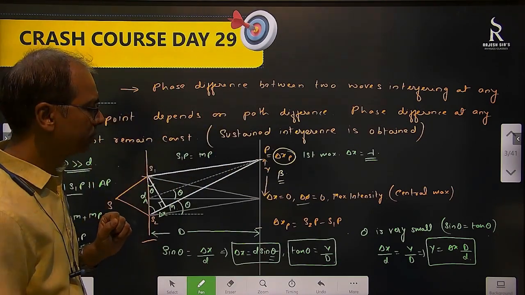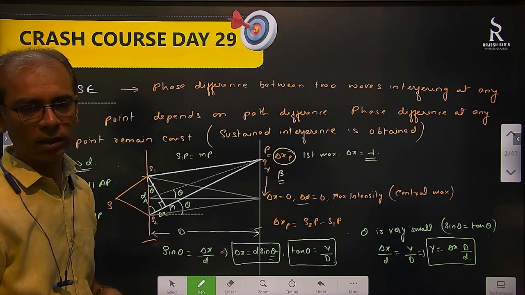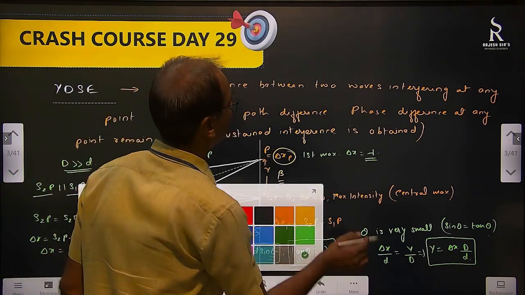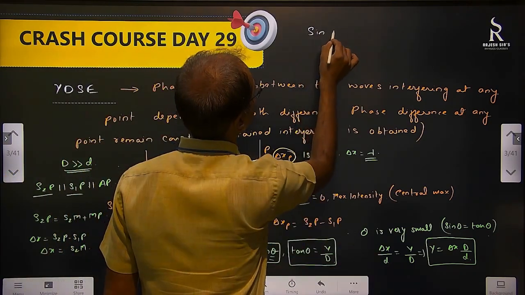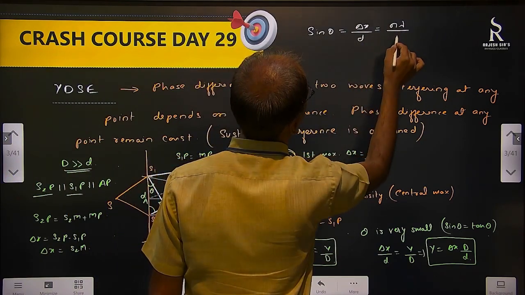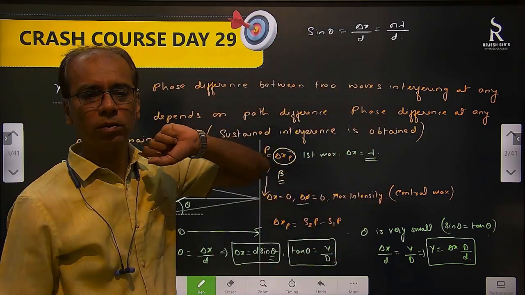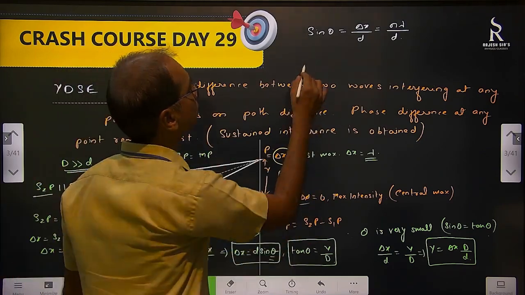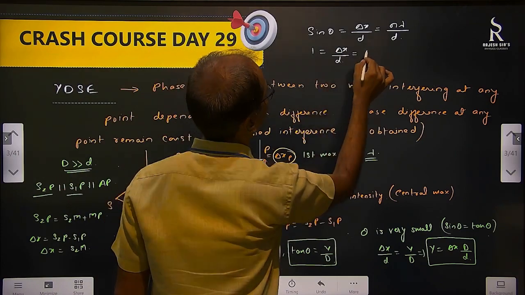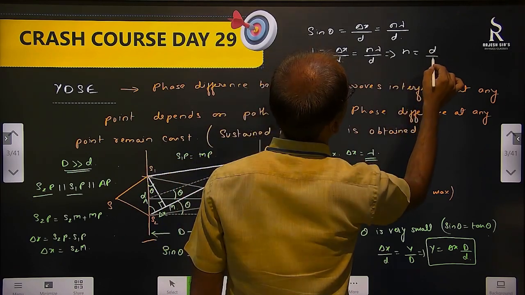So, how to do it? See, we have this formula: delta x equal to d sine theta, or sine theta equal to delta x by d. Sine theta equal to delta x by d, and delta x is actually n lambda if I am talking about maximum intensities. Now what is the maximum possible value of sine theta? 1. Keep 1 for n lambda. So what is the n value? The n value comes out to be d by lambda.